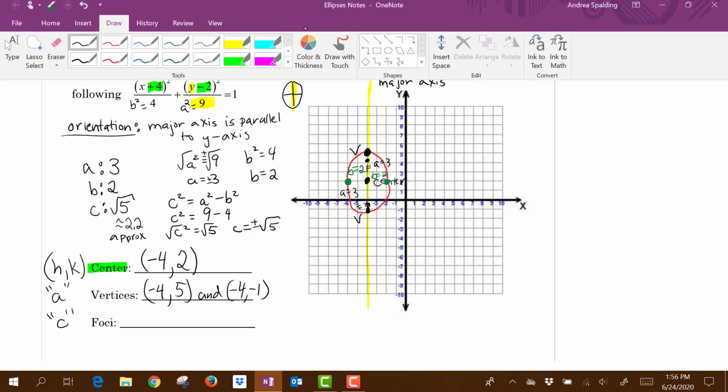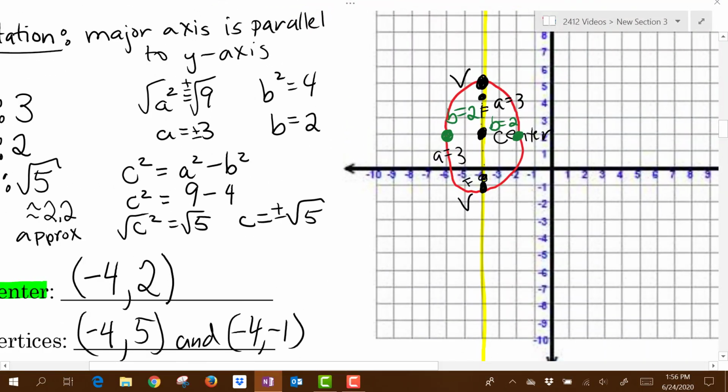I'm going to zoom in a little bit. So how much did we go up from the center? Well, we said about 2.2, but this distance here of C is exactly the square root of 5. And we went down from the center 2.2 units, which is exactly square root of 5 again.